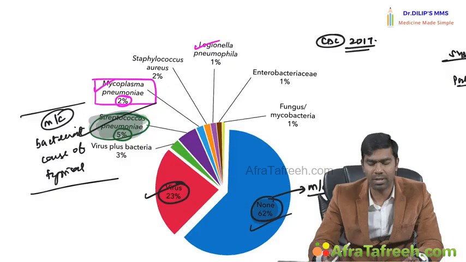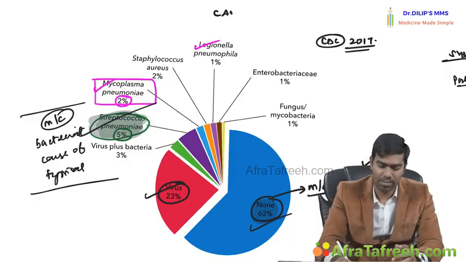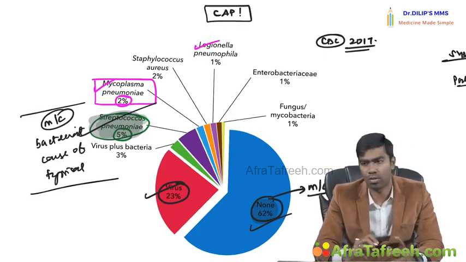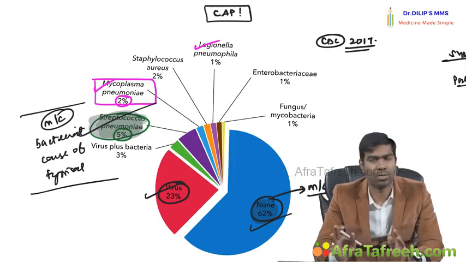So these are some of the important data that you might need to know. This is for CAP. Please do remember, this chart is only for community-acquired pneumonia. We are not going to discuss hospital-acquired pneumonia or ventilator pneumonia, which is a completely different game, which we will be discussing later on.